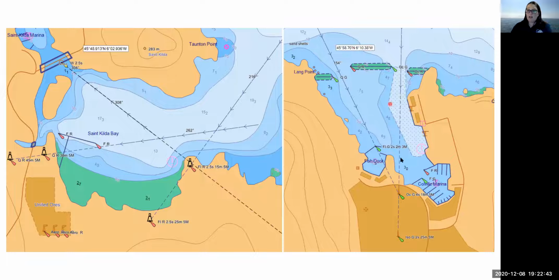Same on the right-hand side here, we've got a couple of leading lights showing us how to come in through either of these breakwaters. We've either got the flashing green with the occulting green behind it off the fish dock here to come in through this breakwater on this side of Lang Point, or we're on the far side where we have the occulting green with an ISO green.